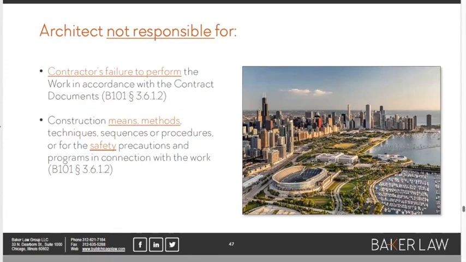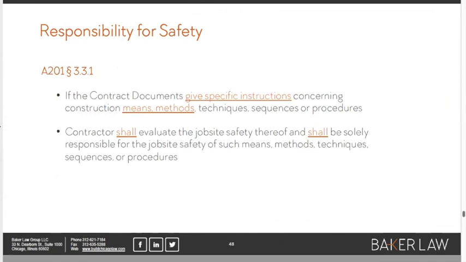But let's talk about some exceptions where an architect can step in it and make themselves responsible for these things, right? If the CDs, which include the drawings and the specs, give specific instructions about means and methods, okay, then what the contractor needs to do is take a look at that and see whether they think it's safe. So let's take this out of the abstract and talk about a concrete example.